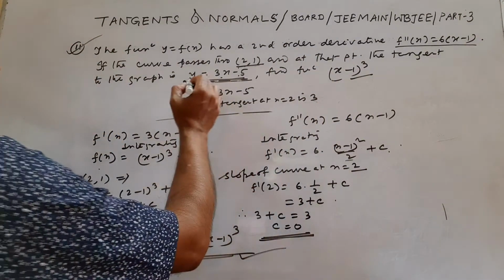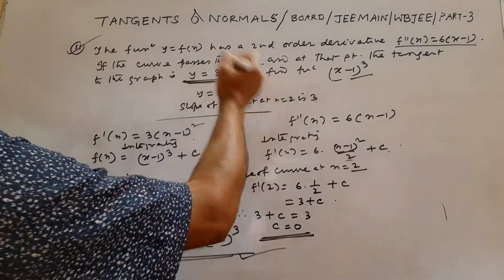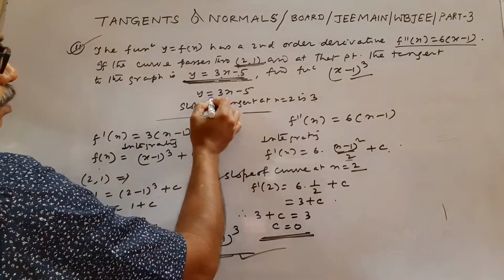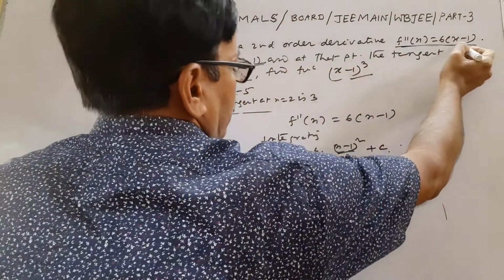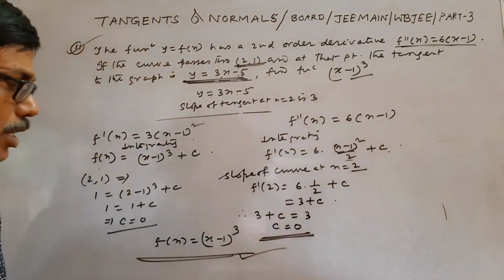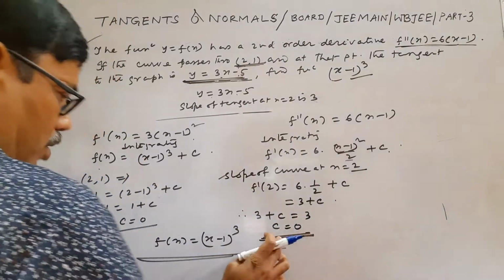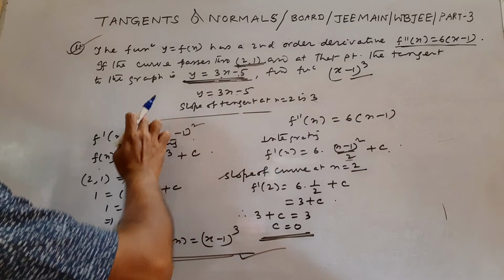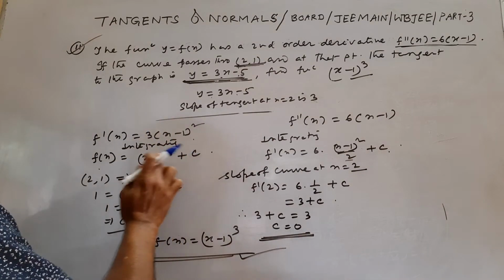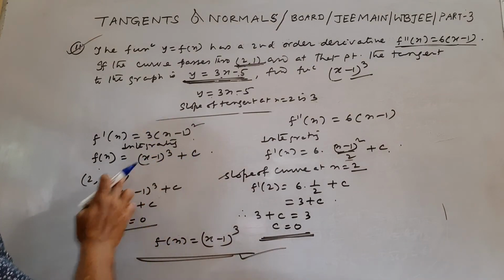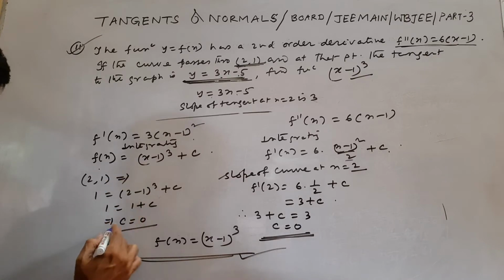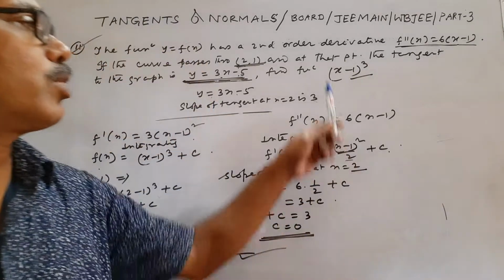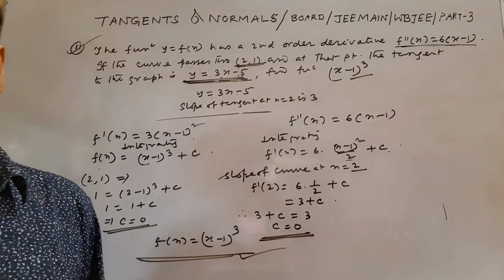So this is our working tool: the slope of the tangent at the point (2, 1). At that point the slope is 3 plus c. Equating, we get c equals 0. So we get f dash x, integrating again we get this plus c. Using that it passes through (2, 1), we get c equals 0. So the equation of the curve is (x minus 1) whole cube.